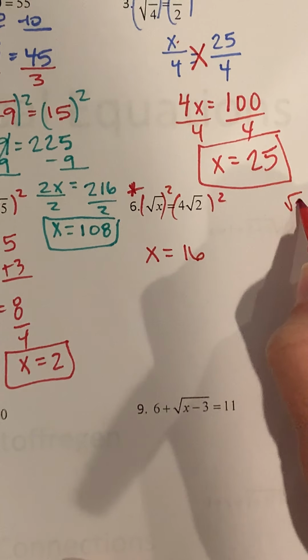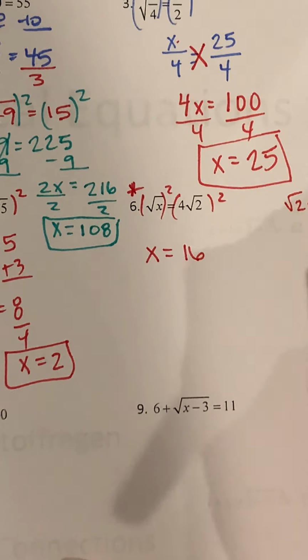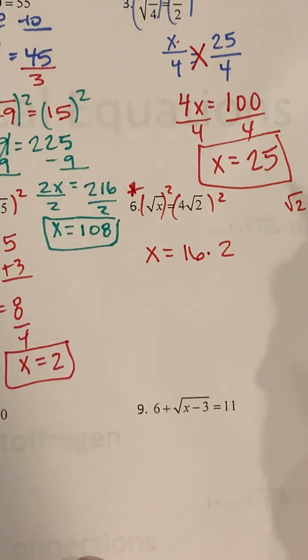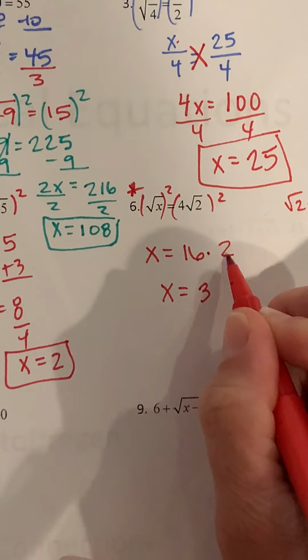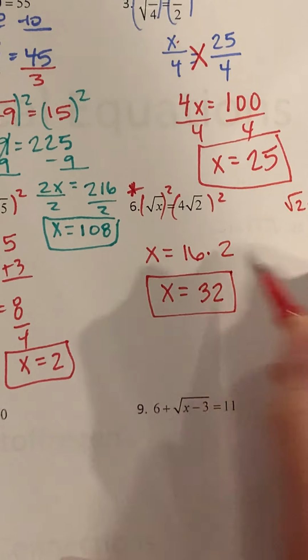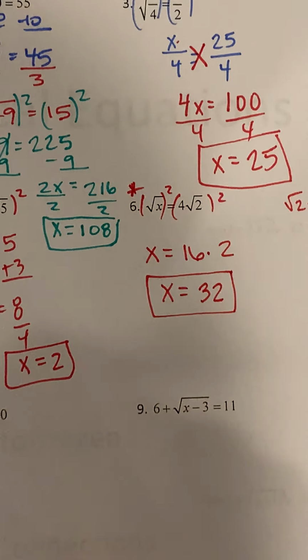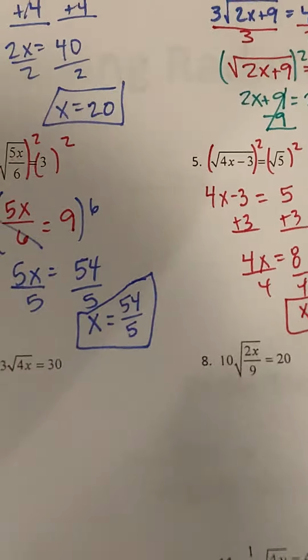Come over here. Remember this? Root 2 times root 2 is just a 2. So it's 16 times 2, which is x is going to equal 16 times 2 is 32. Y'all get that? Excellent. We're halfway done, guys.